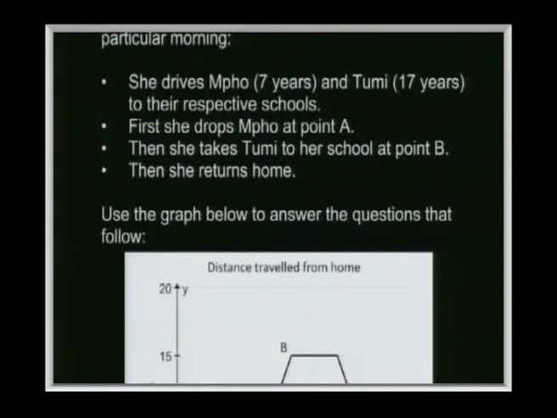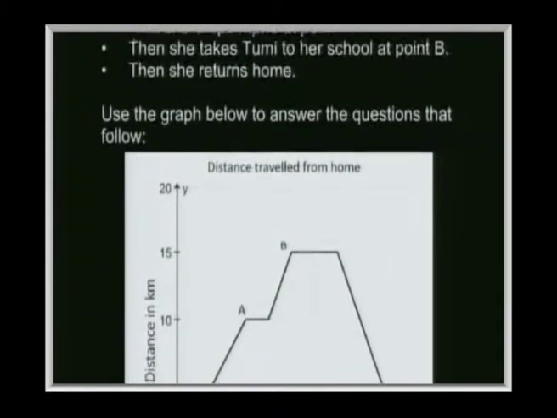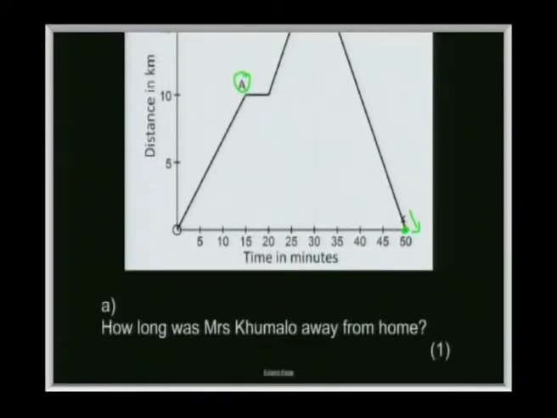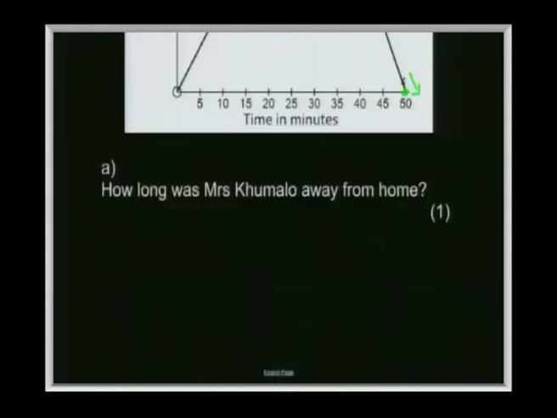First, she drops Mpho at point A. Then, she takes Tumi to her school at point B, and then she returns home. Have a look at this following graph and see if you can see the corresponding points. We have A, we have B, and then when we get down over here, Mrs. Khumalo is back home. Let's have a look at the question. How long was Mrs. Khumalo away from home?